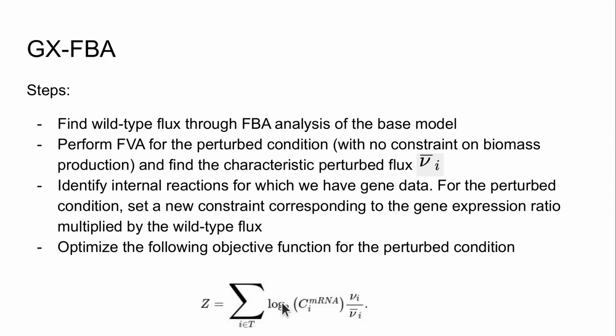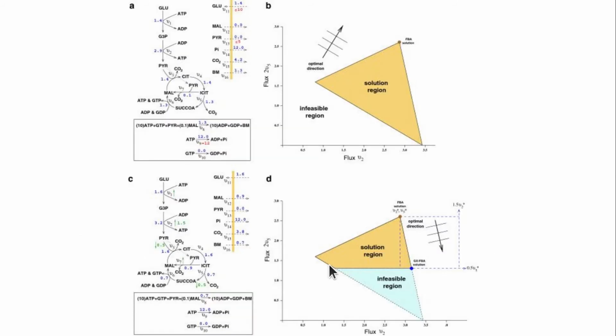Meanwhile, anything that is downregulated is going to have a C below 1, so this log of C is going to be negative, and so an increased flux through downregulated reactions is going to bring down Z, which is undesirable. And so our optimization problem will then therefore try to minimize flux through downregulated reactions and maximize flux through upregulated reactions. If we want to do this visually, it looks a little bit like this.